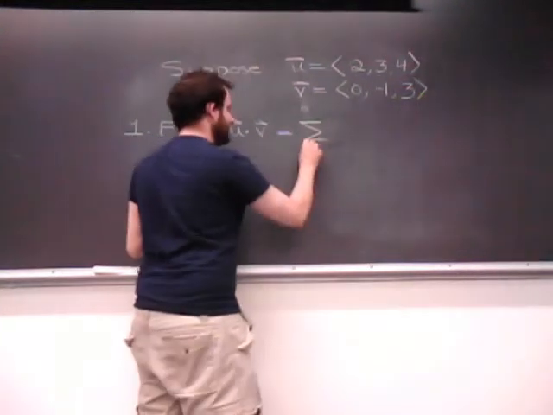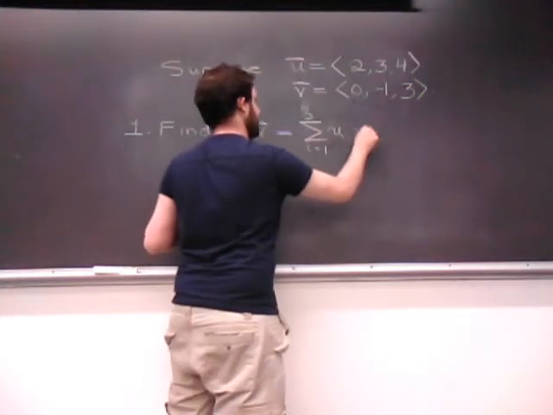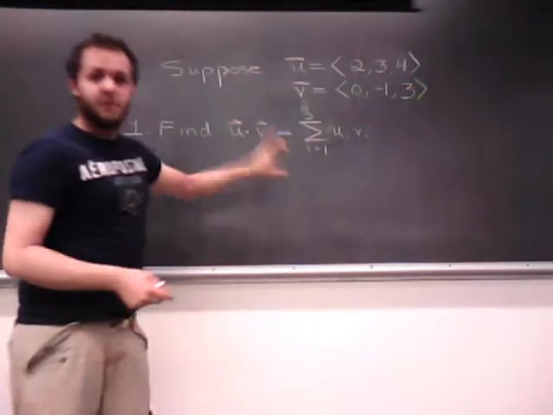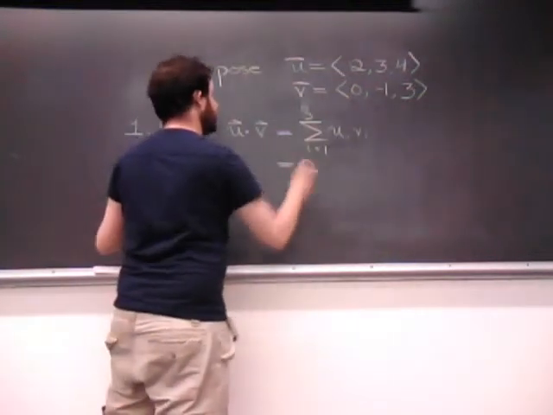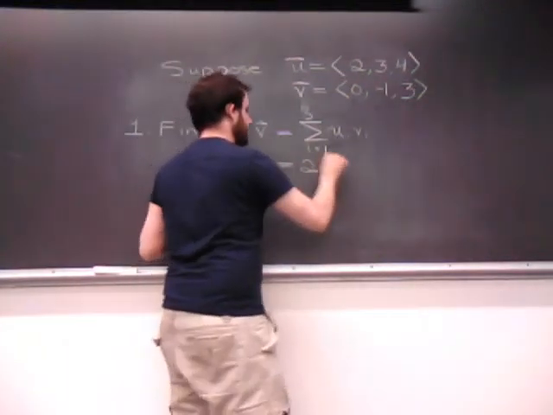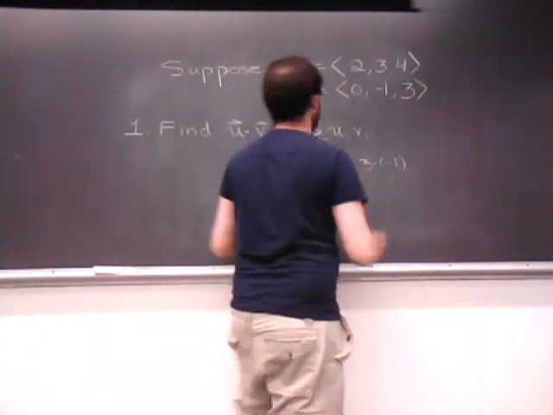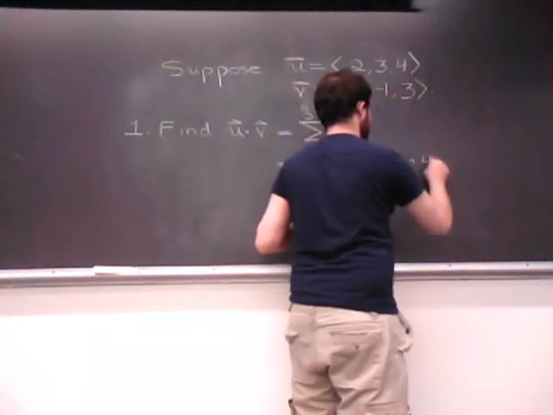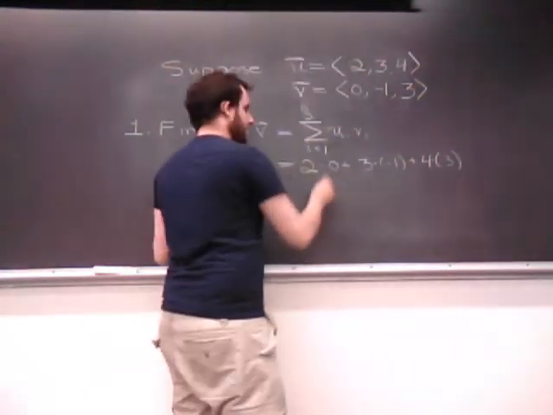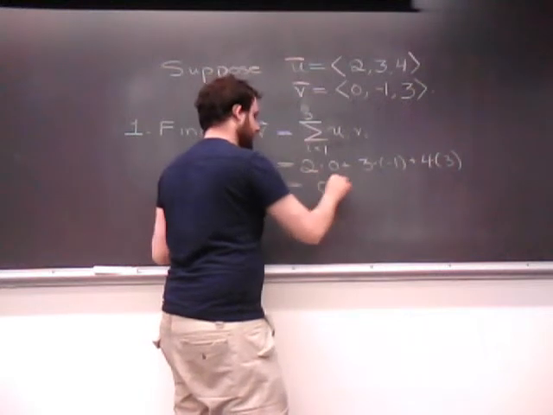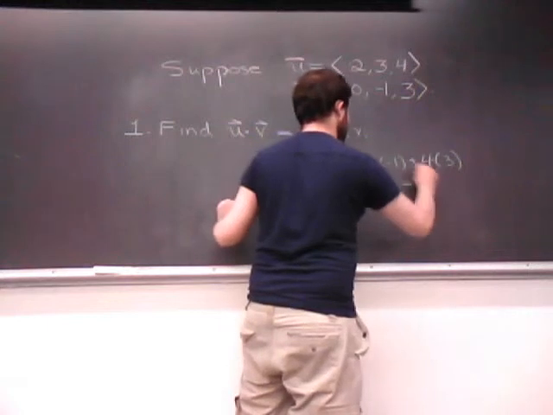The one that says we multiply component-wise and then add up. So it's 2 times 0 plus 3 times negative 1 plus 4 times 3. So this, of course, is 0 minus 3 plus 12, which is 9.